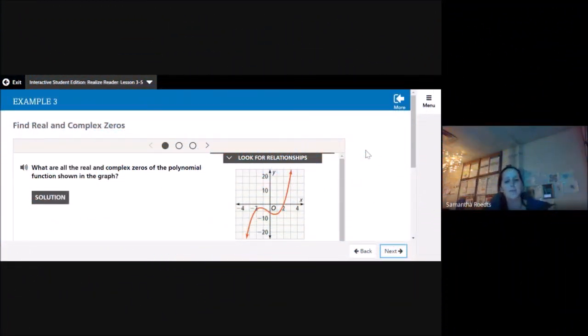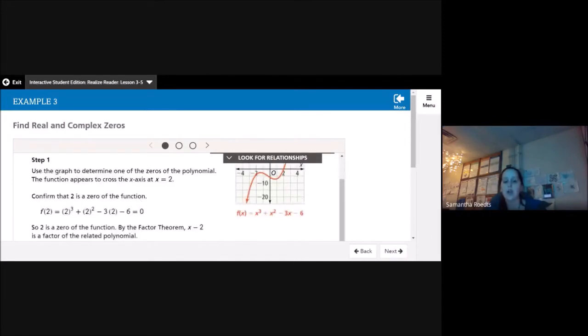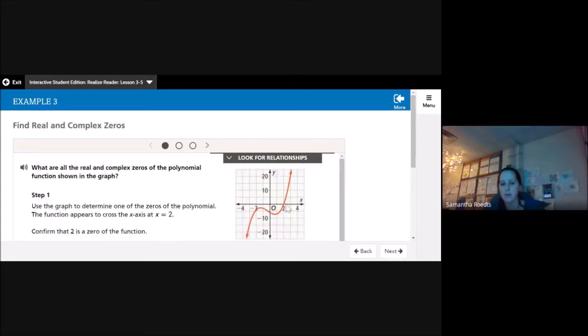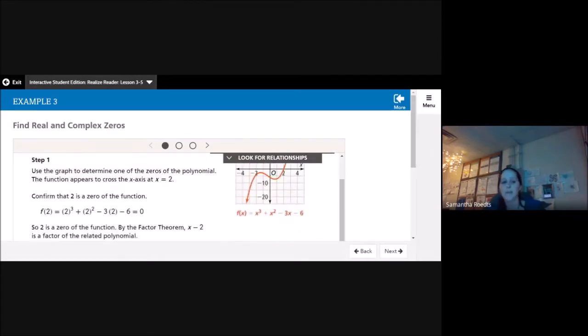All right, example 3, find real and complex zeros. What are all the real and complex zeros of the polynomial function shown in the graph? So use the graph to determine one of the zeros of the polynomial. The function appears to cross the x-axis at x equals 2. So if I look at the graph, it appears to cross right here at x equals 2. I can confirm that 2 is the zero of the function.